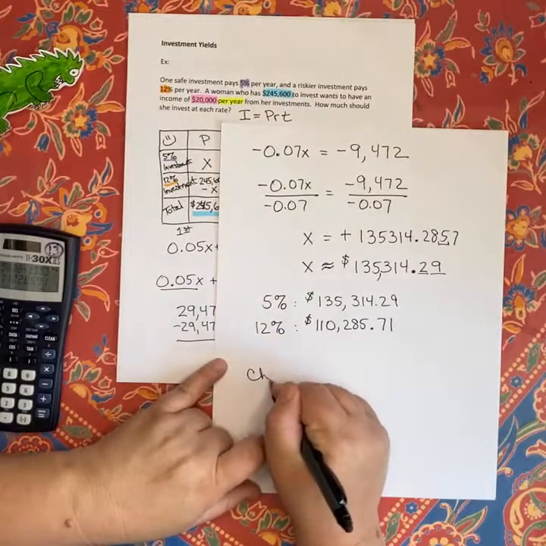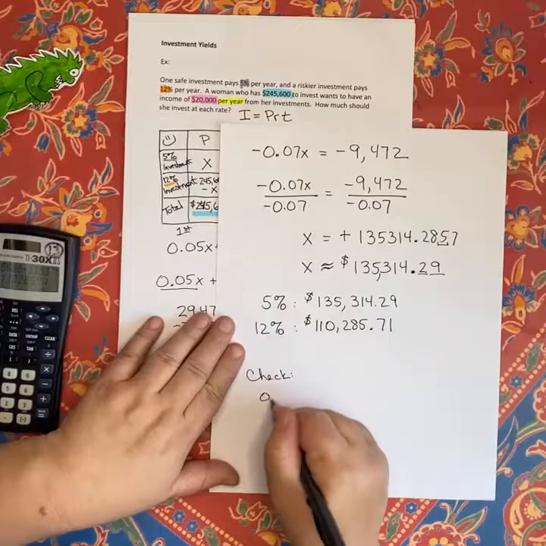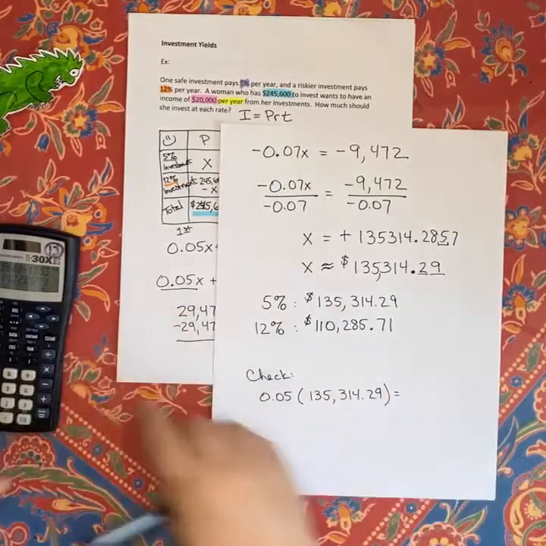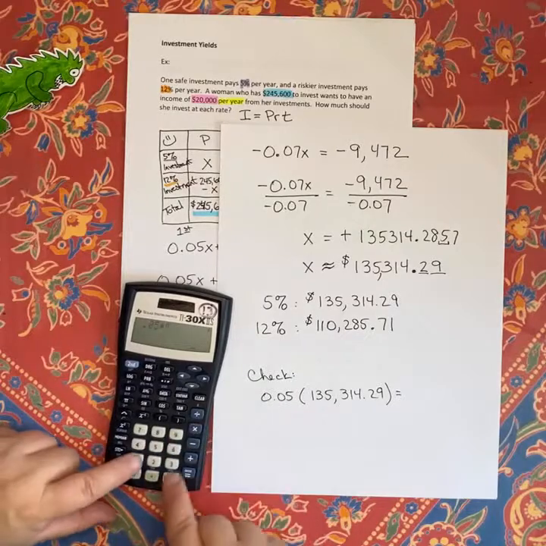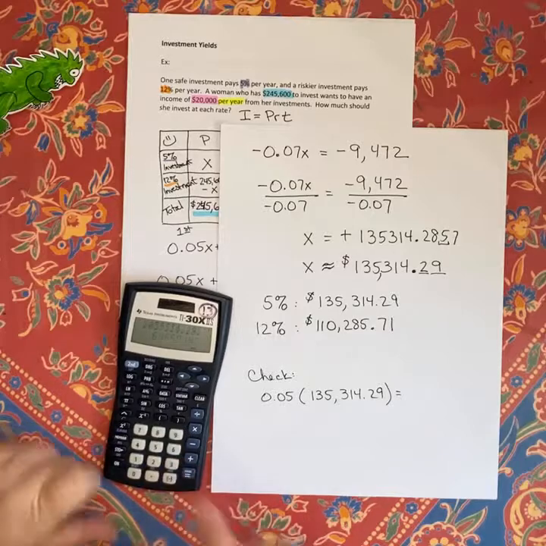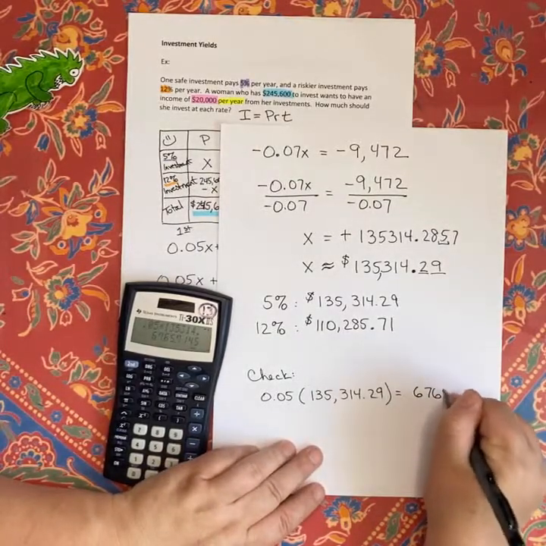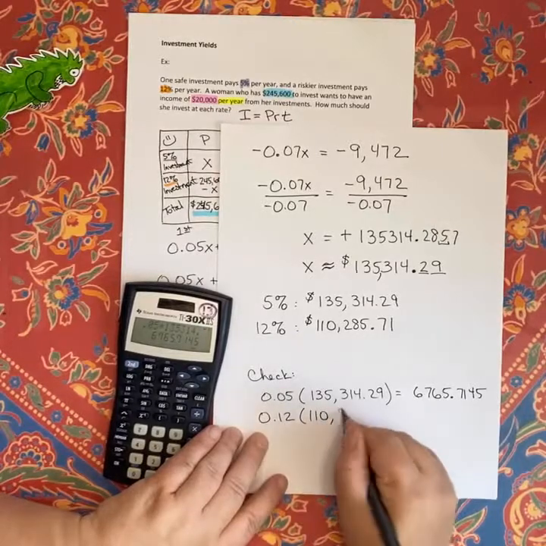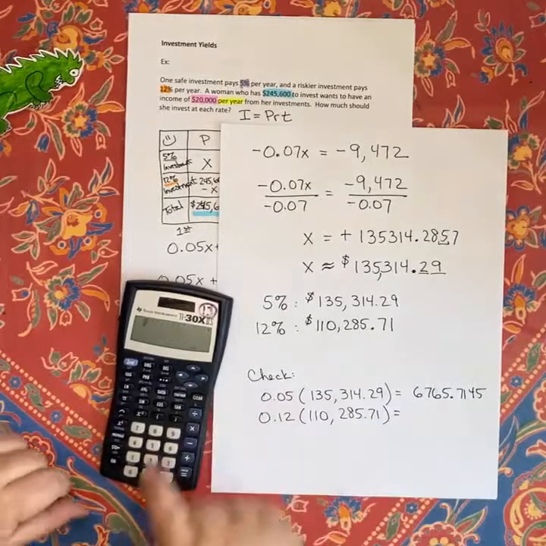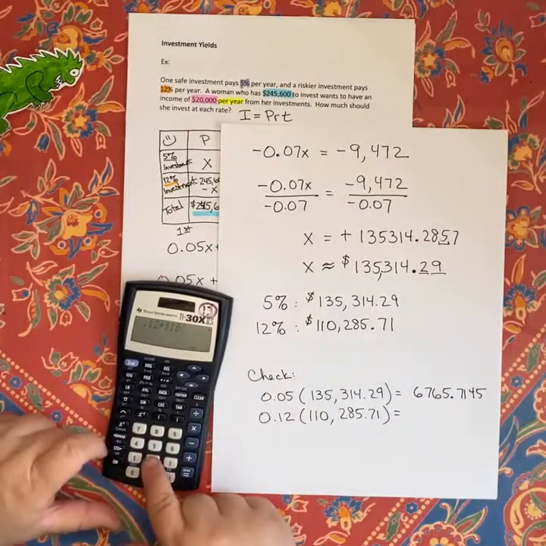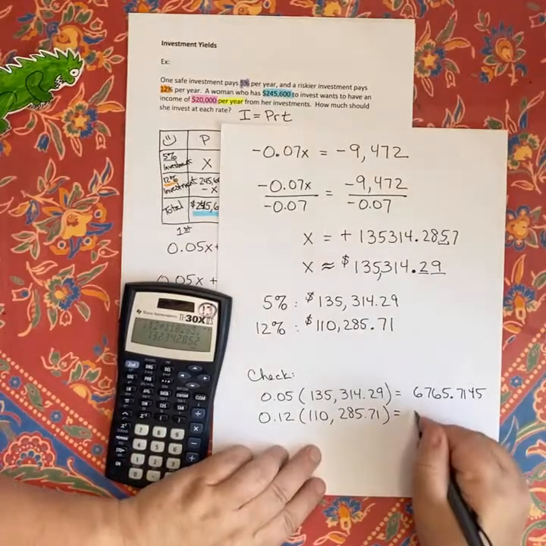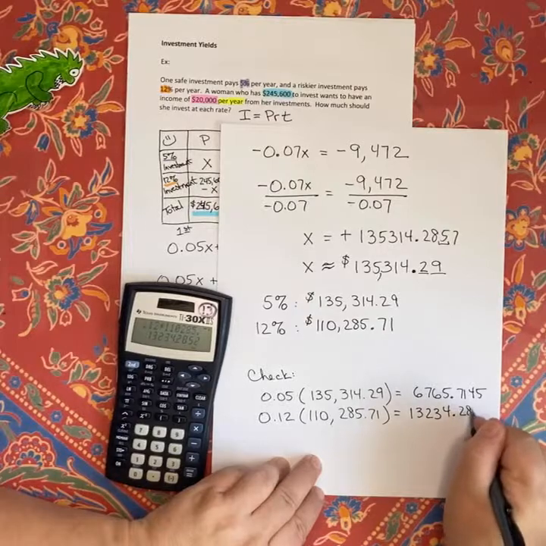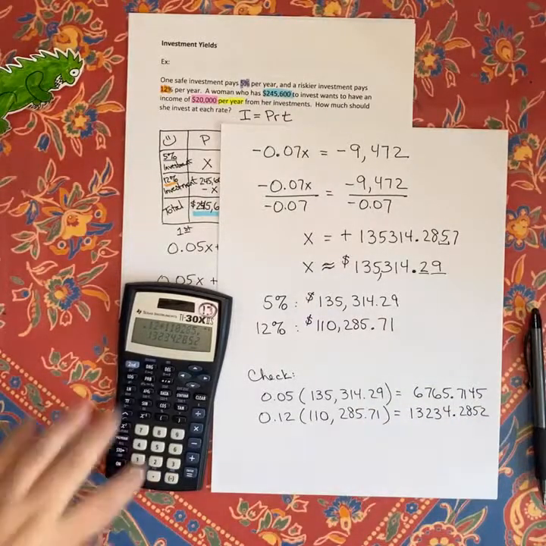But let me say we can go through and we can check. 5% of $135,314.29 equals 0.05 times 135,314.29 equals 6,765.7145. And 12% of $110,285.71: 0.12 times 110,285.71 equals 13,234.2852. Okay, so that's how much she would make.